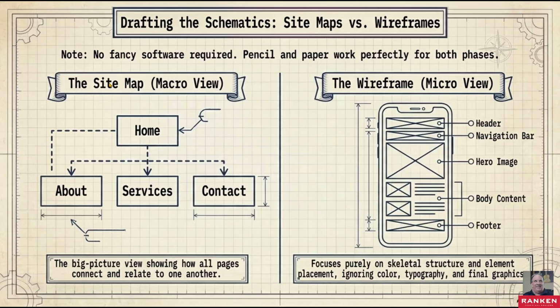But so a site map here is a macro view. You basically have a home page, and you have some other pages, maybe an about page about the company, what services, a contact page. Basically a simple little site map, right? No fancy software required. Pencil and paper work perfectly for both phases. So that's just a site map, okay?